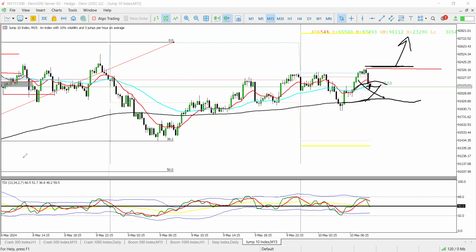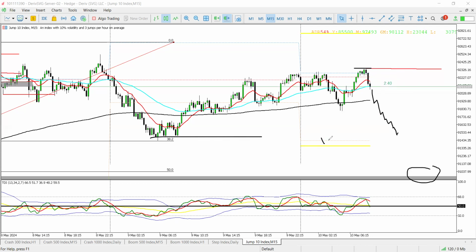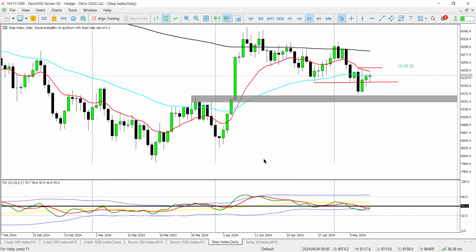So if you're trading J10, just look forward to take buys above today's highs. Then if price decides to start pushing down for some reason, we'll most likely wait for it here, or most likely wait for it around yesterday's low. Then from those areas, we can look for a pattern. So that's my view on Jump 10. Step index, I said I've got no setup today.